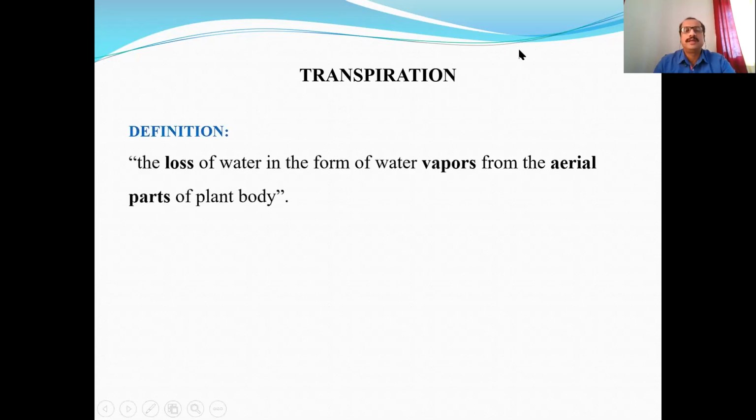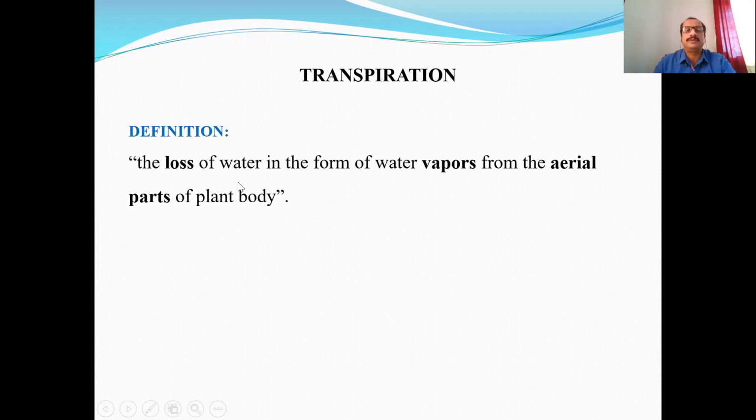So water absorption takes place through the root system, whereas transpiration takes place by the aerial parts, the leaves. Here, if we want to define transpiration, we can define it as the loss of water in the form of water vapors from the aerial parts of the plant body.